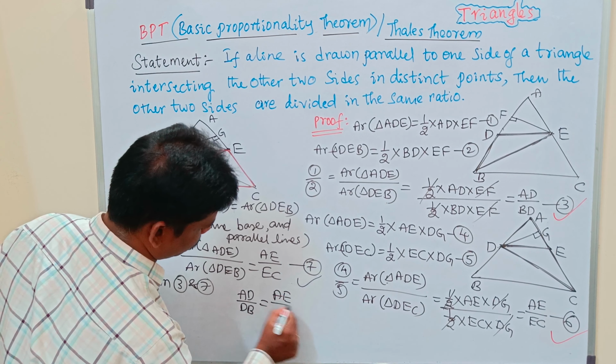Okay. So this is about the basic proportionality theorem. Between basic proportionality theorem and converse basic proportionality theorem, or Thales theorem. Okay, what is the difference? What is the statement of basic proportionality theorem? What is the statement of converse basic proportionality theorem?